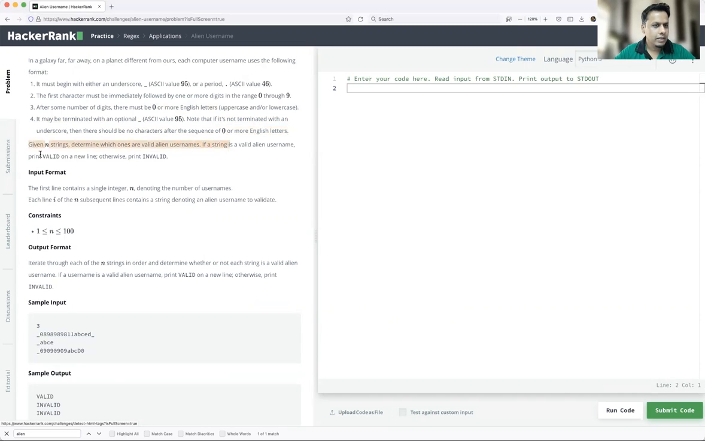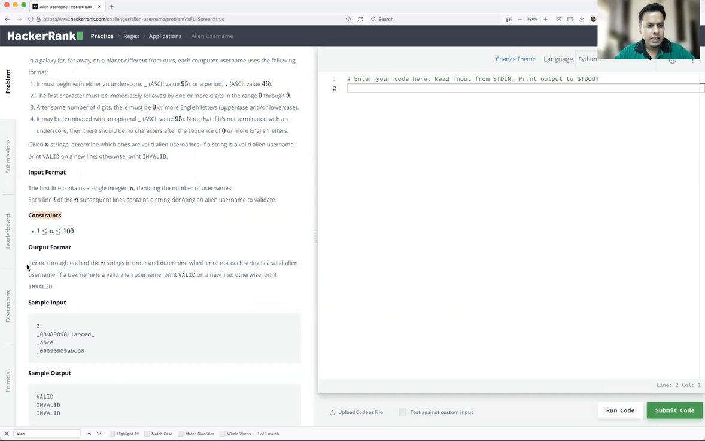Now, what is next? Given any string, determine which ones are valid usernames. If an alien username follows these conditions, then that alien username is valid, otherwise invalid. That is what we are going to print. So what is the input format? The first line contains a single integer n denoting the number of usernames. Each of the n subsequent lines contains a string denoting an alien username. The number of usernames can go from 1 to 100.